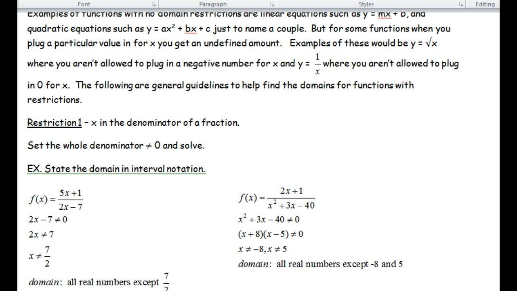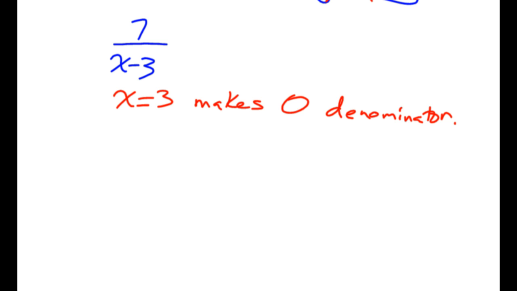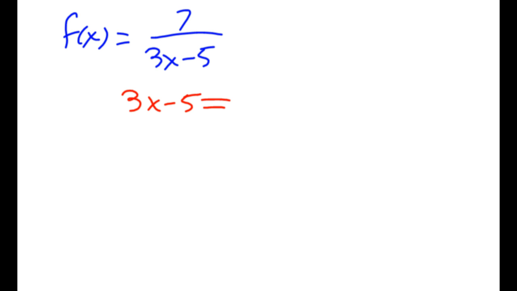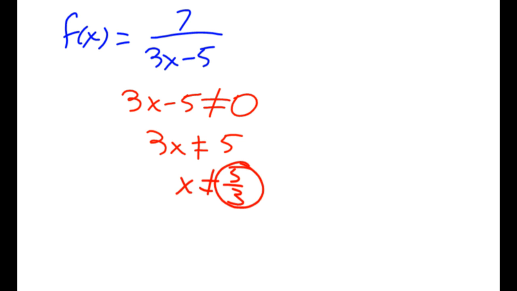All right, so let's take a look at another example here. In this problem right here, f of x equals, say, 7 over 3x minus 5. Well, what value would make the denominator 0? Couldn't you just set the bottom not equal to 0? I don't want it to equal 0, and I could solve, right? I would get 3x can't equal 5, so x can't equal 5/3. Because again, if you plug 5/3 in for this x, that's going to give you 0.